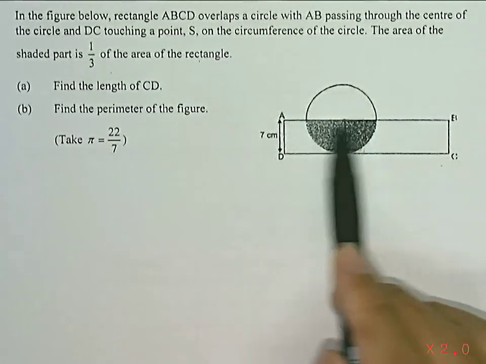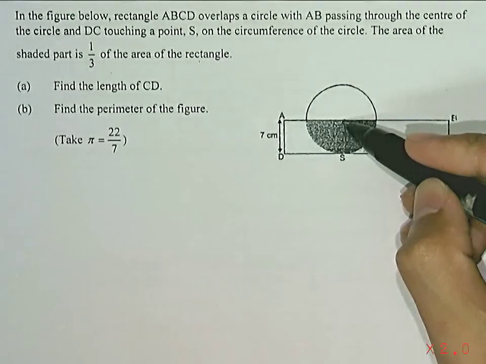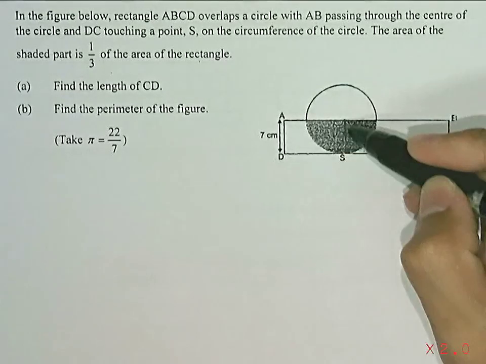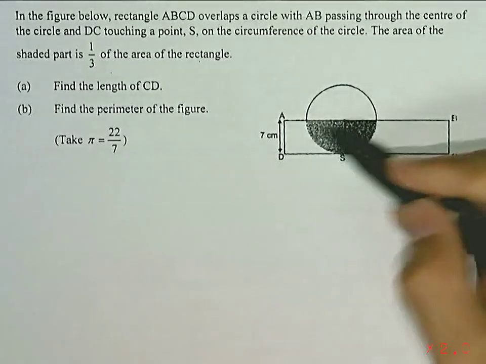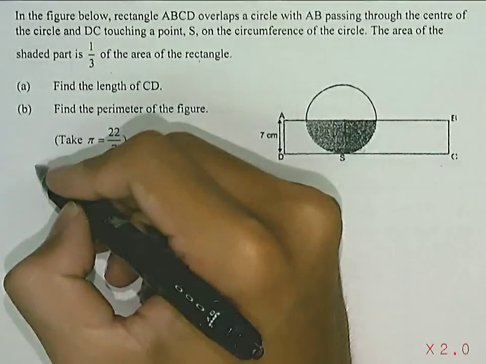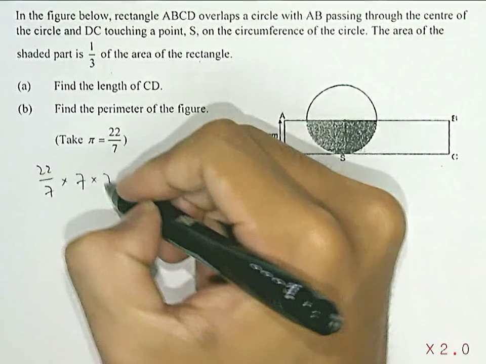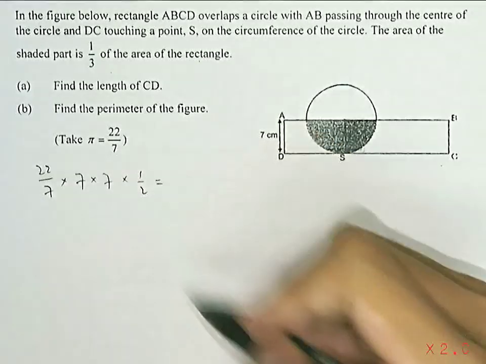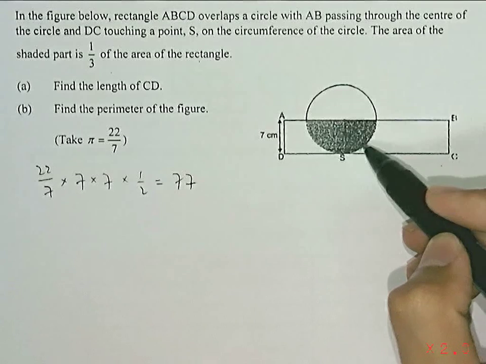So first we can find out what the area of the circle would be. Since the radius of the circle is 7 cm, AD is the same as the radius of the circle over here. So we can then find the area of this semicircle, which is the shaded part. So they will be taking pi, given as 22/7, times the radius times half, since it's a semicircle. And that will give us an area of 77 for the shaded part.